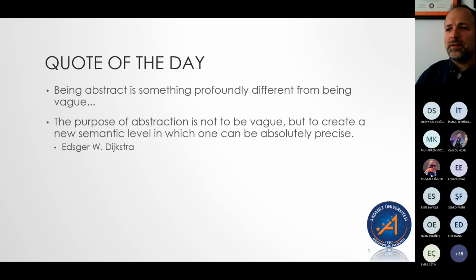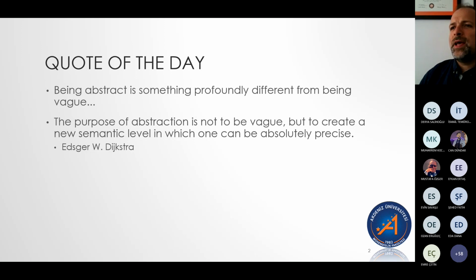Being abstract. Edsger Dijkstra, who you will learn about in your algorithms class, has a fairly well-known graph algorithm. But being abstract is something profoundly different from being vague. We're not just trying to be vague. We're not trying to be ambiguous.